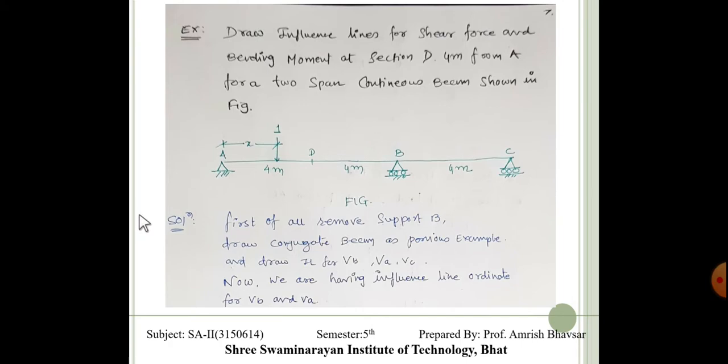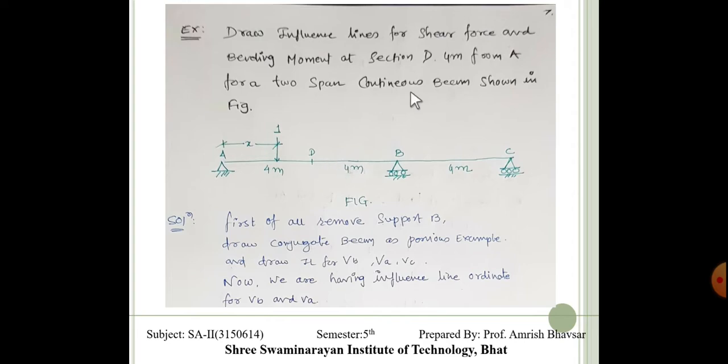Again, here take the same example, but what we are going to find over here is: draw the influence line for shear force and bending moment at a section D, 4 meters from A, for a 2-span continuous beam shown in the figure. This is our 2-span continuous beam, same example, but here we have to find the shear force and bending moment at a section D. It is somewhere over here.